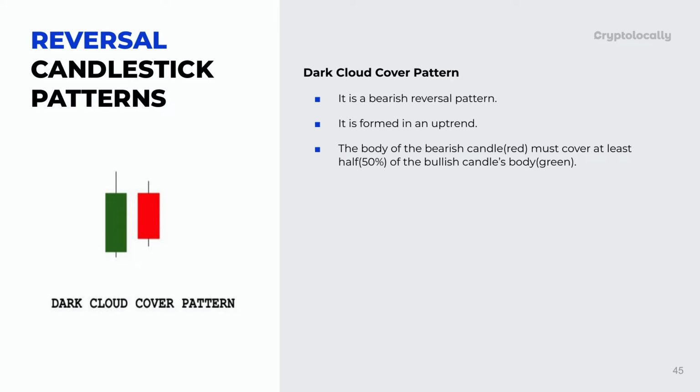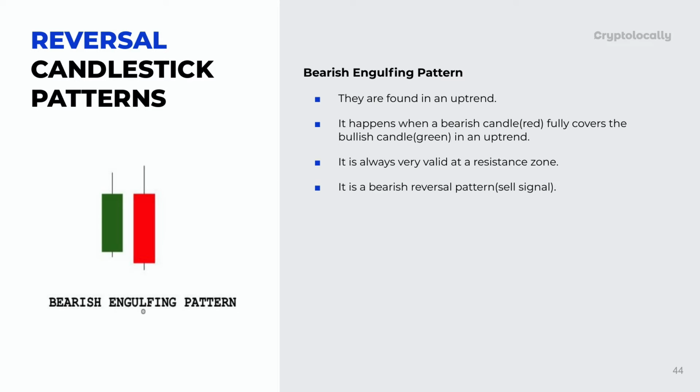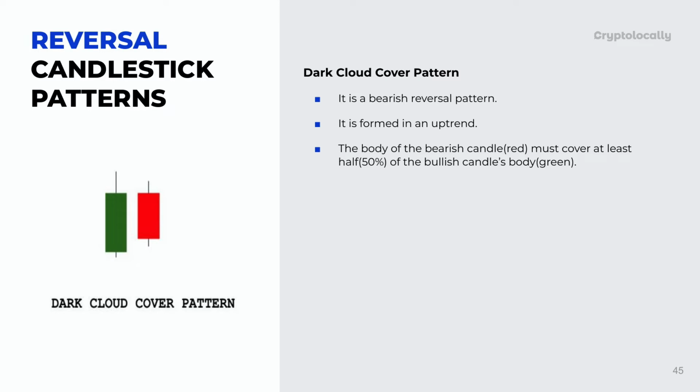So the next one is the dark cloud pattern. Dark cloud pattern is a little bit similar to a bearish engulfing pattern. The only difference is that the red candle here covers just 50% of the green candle. So when you see this kind of pattern in an uptrend where the red candle covers more than 50% of the green candle, it means that the trend is also about to change.